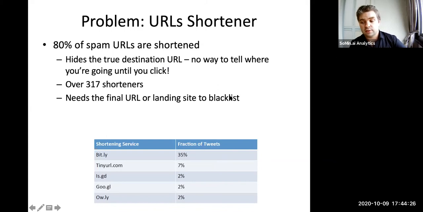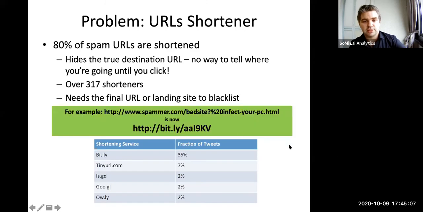Of course, we also have the problem of URL shortening services, so we don't really have the original URL. Therefore, we have to follow this URL shortening service to get the URL, and we cannot see the true destination, right? We have hundreds of shorteners around the world, and if you want to put a URL inside a blacklist, you need to have the final URL. But the only way to get the final URL is to click the existing URL. So you already have to spend resources on the shortening service, and only then can you match it to the blacklist that you have. So this is actually a disadvantage.